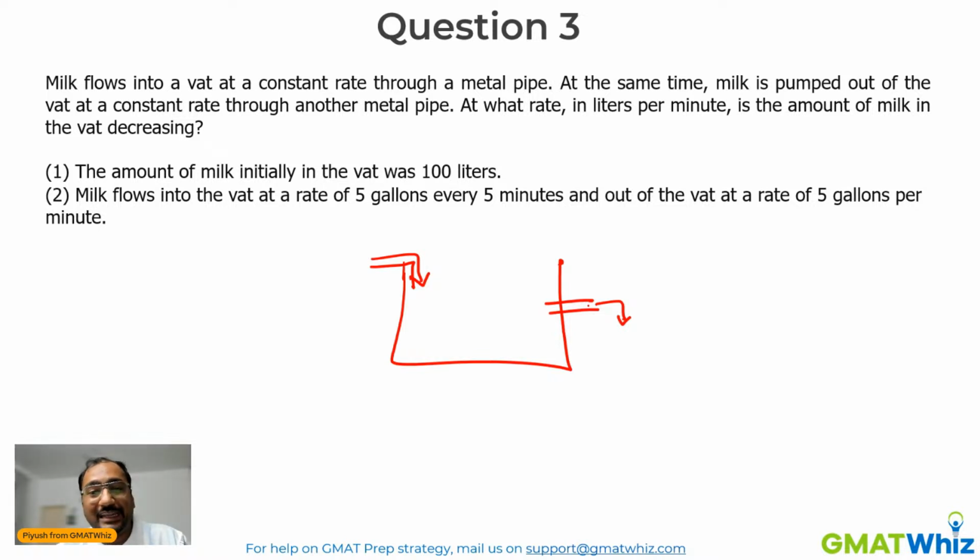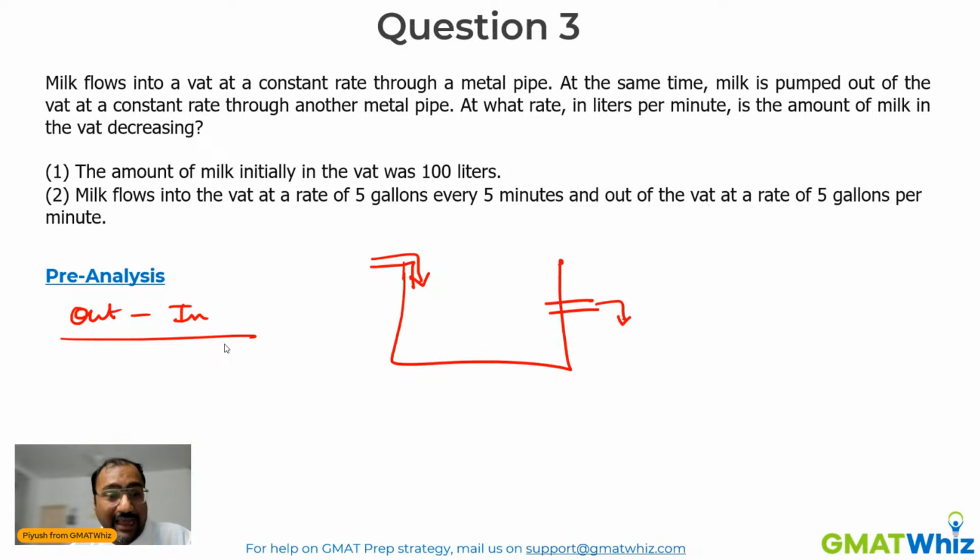And it says at what rate is the amount of milk in the vat decreasing. So in simple terms, if I do some rethinking, and pre-analysis is very critical in DS, what I understand is I need to know the outflow rate and the inflow rate. If I know both the rates, I can subtract them, and that's my answer. When you do this pre-analysis in a DS question, it helps you get to the answer in the least possible time. You don't need to do a lot of math. Sometimes you might need to do a bit of math in pre-analysis, which also depends on the question, and I'll show you an example of that today as well. But if you do this right, you sometimes just need to read the statement and you have your answer.